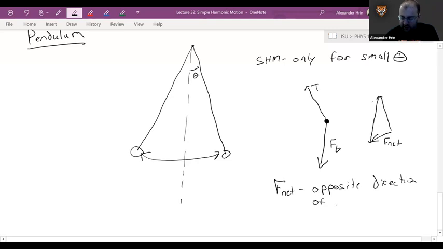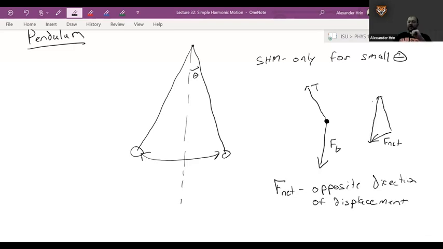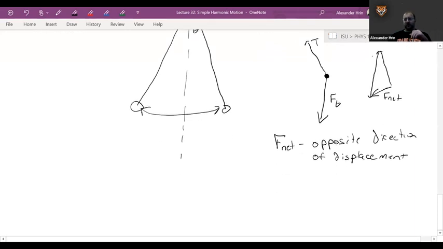Now, again, this only works if that tension is maintained, and the bigger you make theta, the less relevant the tension becomes. But basically, this is why this thing undergoes simple harmonic motion. You have a force that's pulling it back towards the center, just like you had with the mass on a spring.